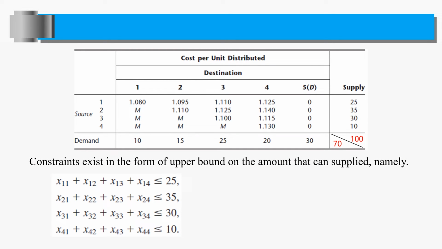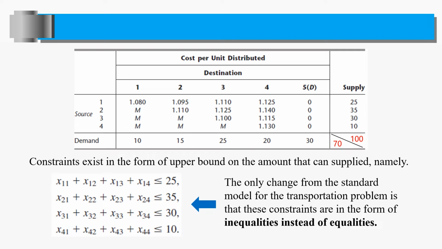So we give the constraints. The constraints exist in the form of an upper bound on the amount that can be supplied, namely like this. We found that the only change from the standard model for the transportation problem is that these constraints are in the form of inequalities instead of equations.